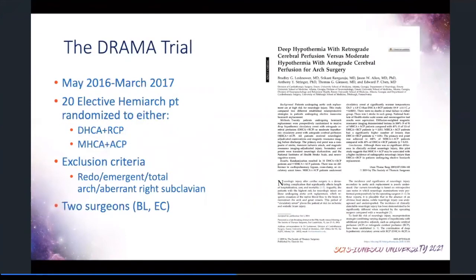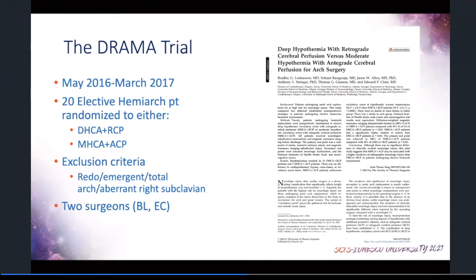So knowing this, my former colleagues and I took it upon ourselves to do a pilot study, what we termed the DRAMA trial, or deep hypothermia with retrograde cerebral perfusion versus moderate hypothermia with antegrade cerebral perfusion for arch surgery. This was done over about a 10-month period. 20 elective hemiarch patients were randomized to either DHCA with RCP or MHCA with ACP.